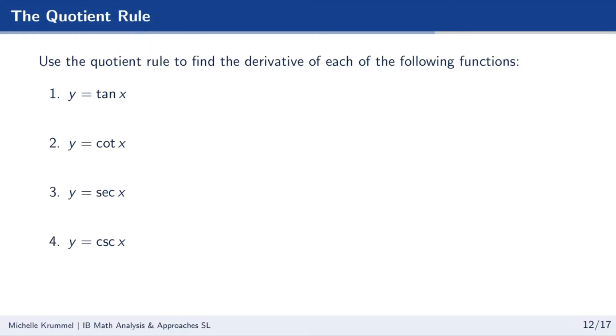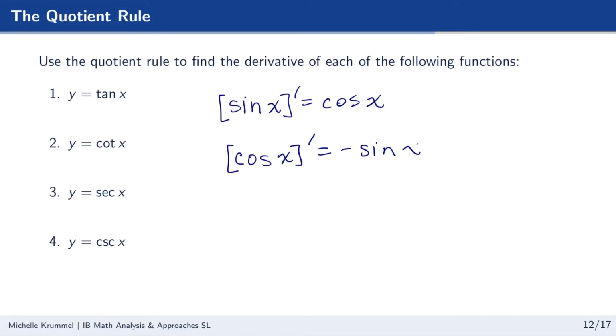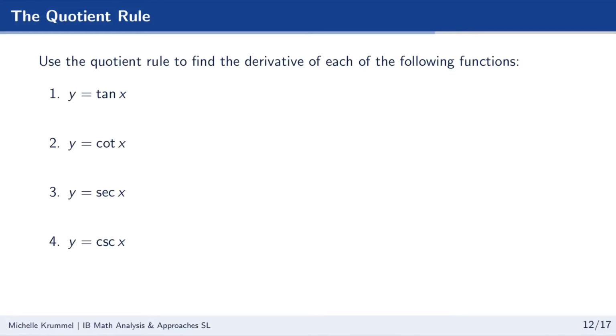Use the quotient rule to find the derivative of each of the following functions. So before we get started on this, we want to remember that the derivative of sine x is cosine x, and the derivative of cosine x is negative sine x. We're going to be using those derivative rules when we derive the formulas for the derivative of tangent, cotangent, secant, and cosecant. Okay, so we already know the sine cosine rule. We're going to derive formulas for the derivative of the other trig functions.